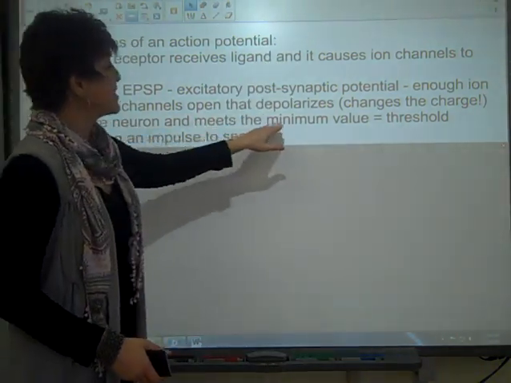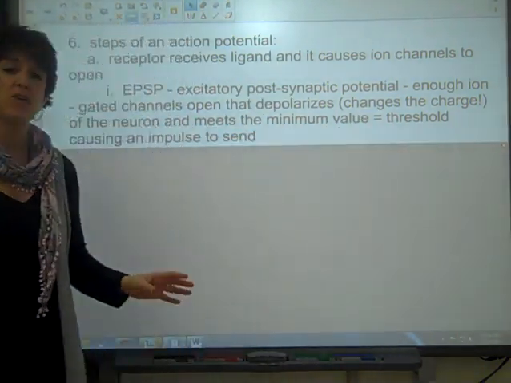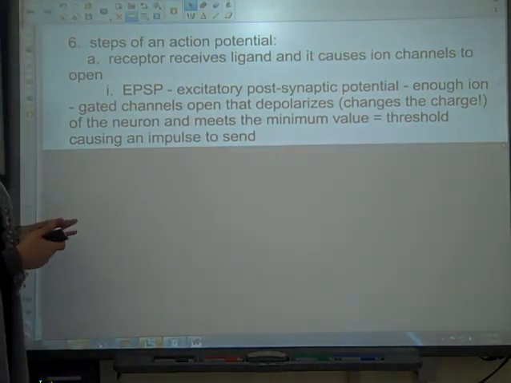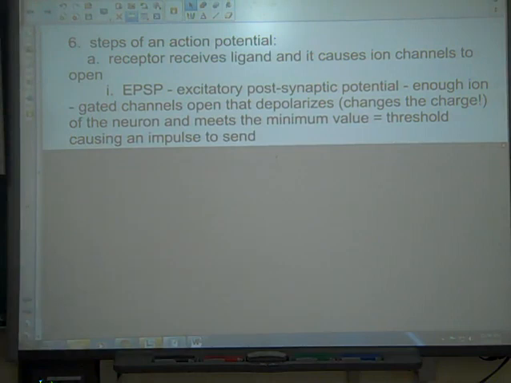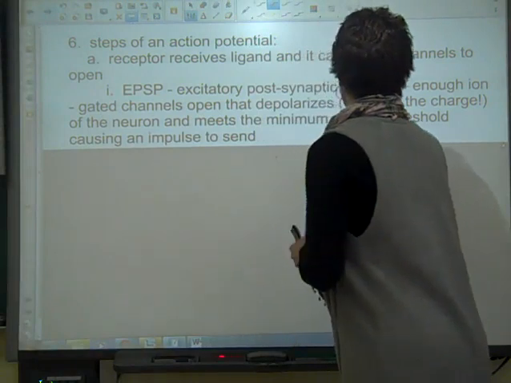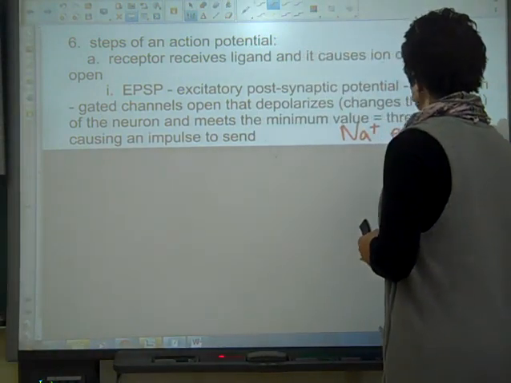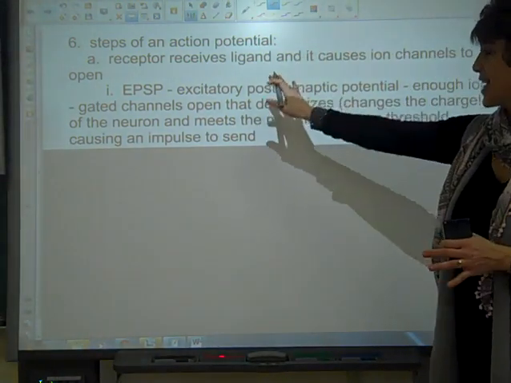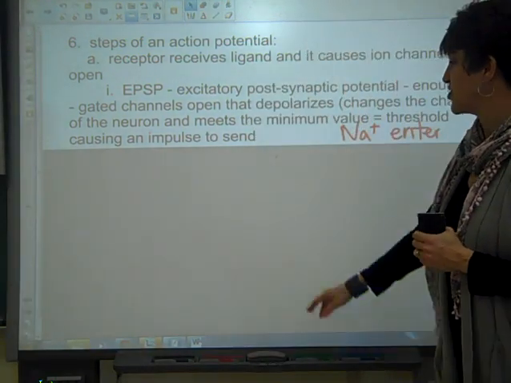And it meets the minimum value. We call that minimum value the threshold. So you have to open enough sodium-gated channels that it depolarizes the membrane and causes an impulse to send. So it is allowing Na+ to enter if it is an excitatory postsynaptic potential.